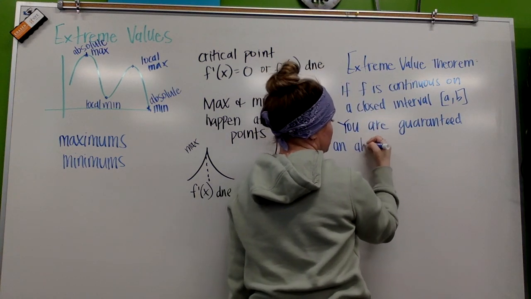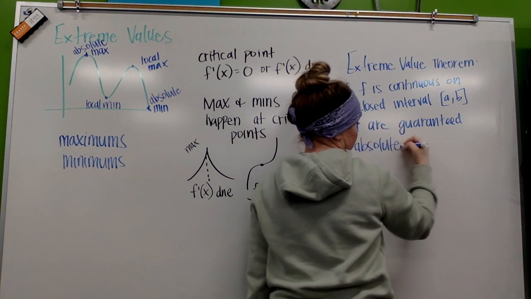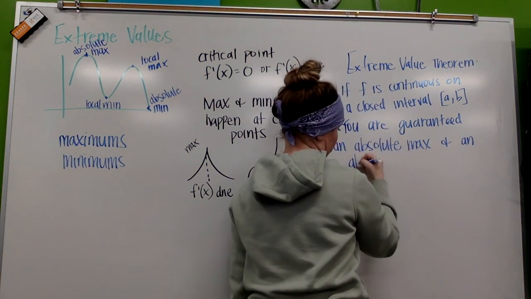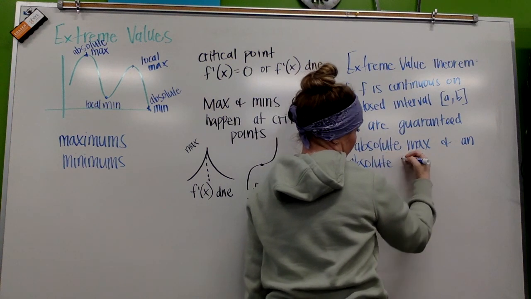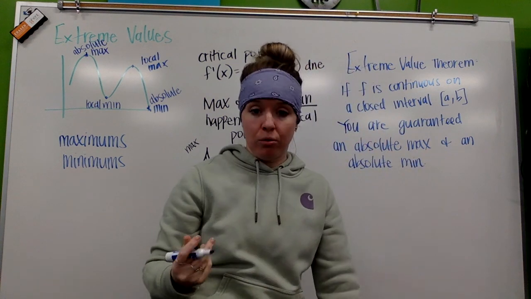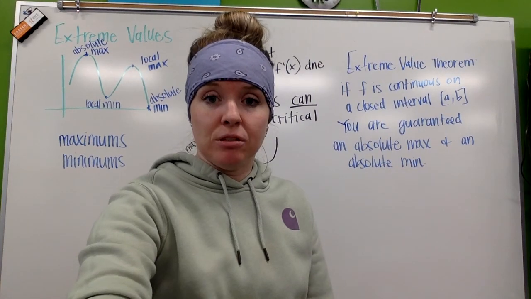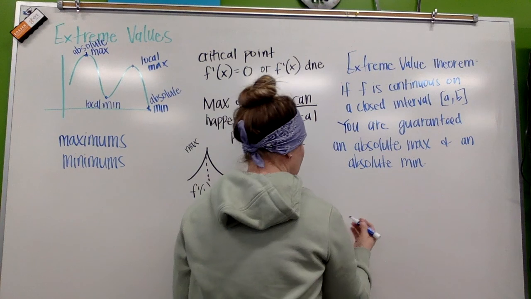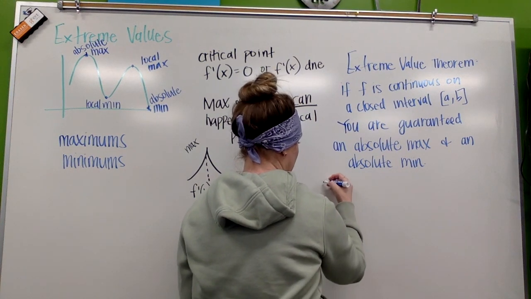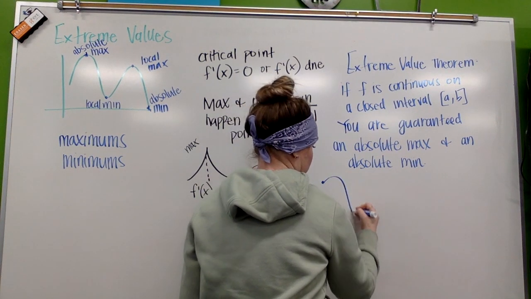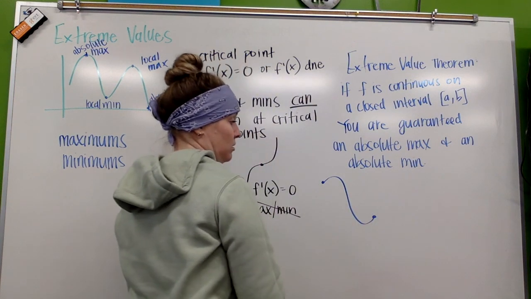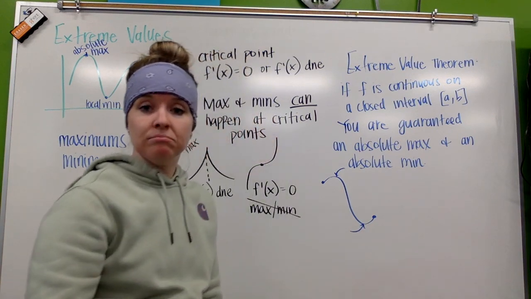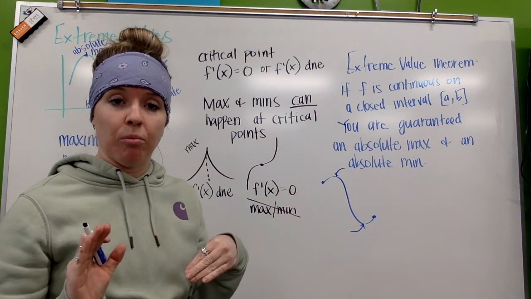an absolute maximum and an absolute minimum. So you're going to get both, an absolute max and an absolute min. All right? Guaranteed. So for example, if our function is cut from a to b, here's my absolute max, here's my absolute min. Guaranteed high point, low point.